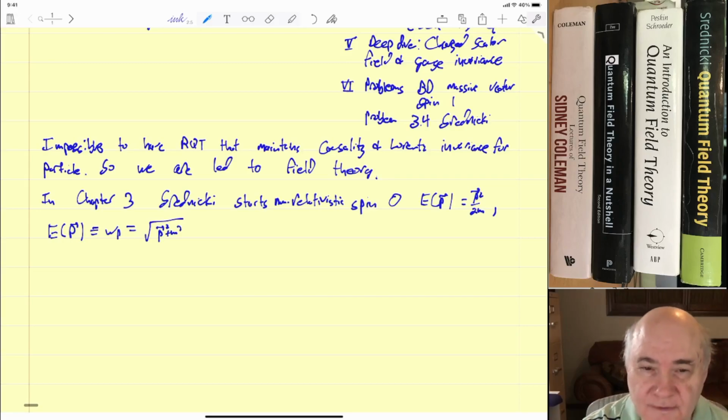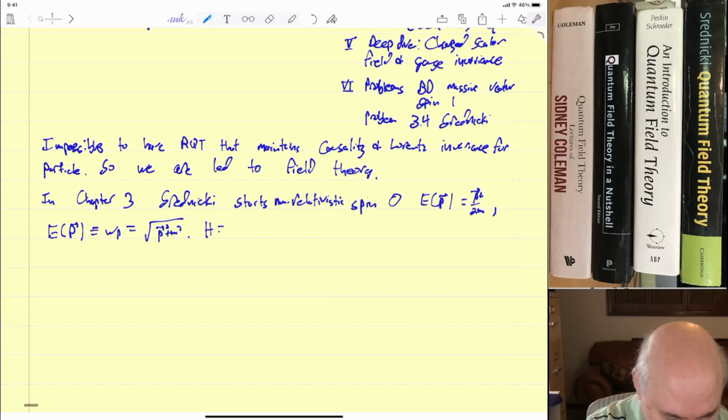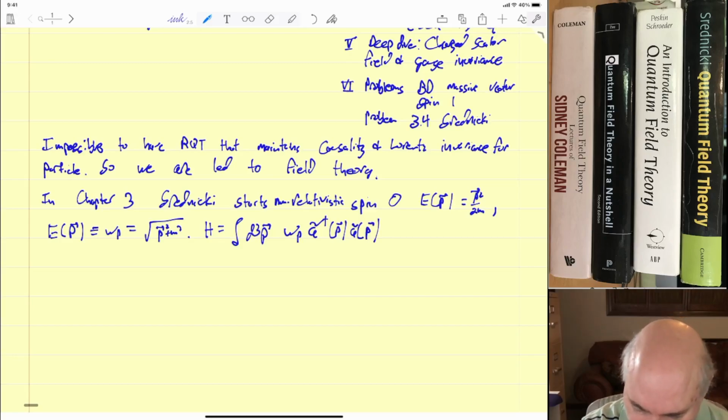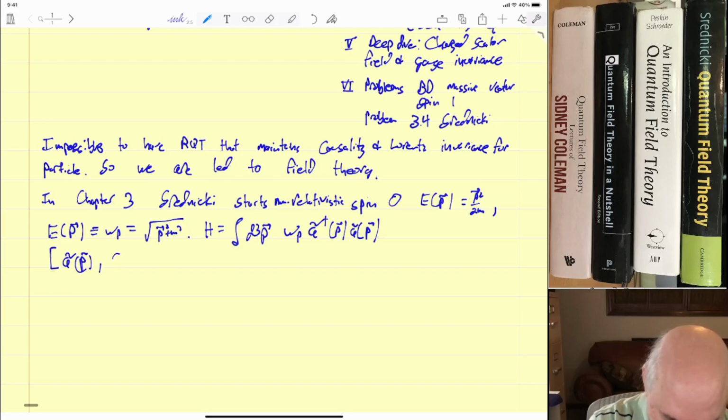A lot of times I'm going to leave off the vectors on the momentum, and you'll just have to use context to know whether I'm talking about a relativistic 4-vector, or most of the time just a 3-vector in ordinary momentum space. And the Hamiltonian is given by the integral of d3p omega p. I'll use Czerniecki's notation. And he has the usual commutation and anti-commutation relations that you've all seen many times in the harmonic oscillator.